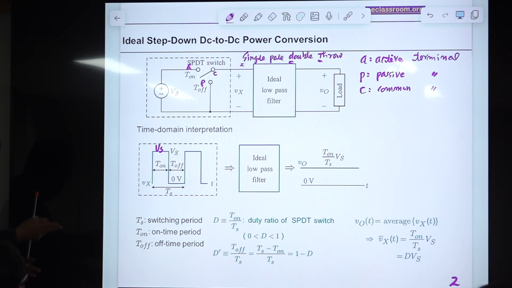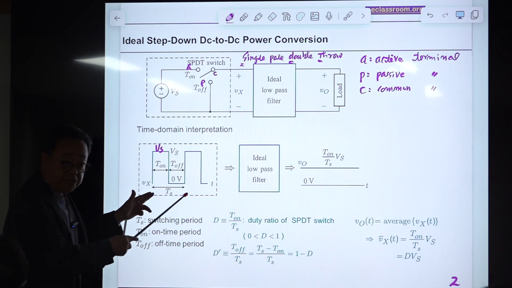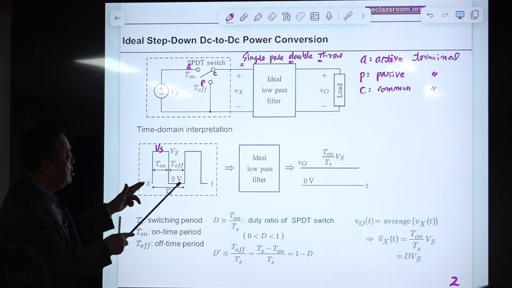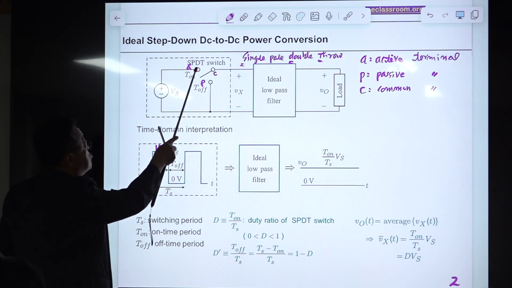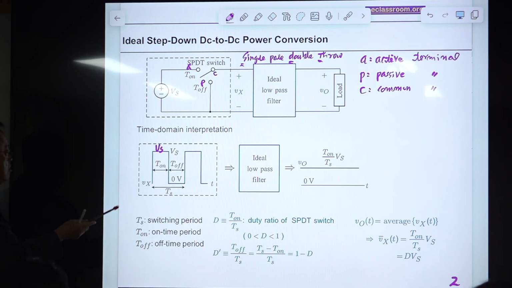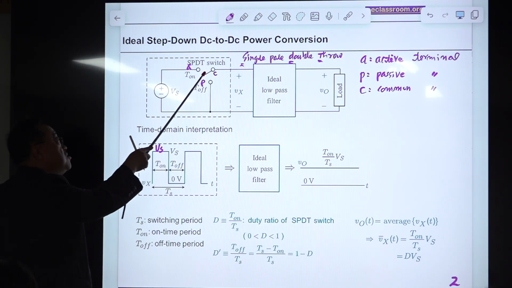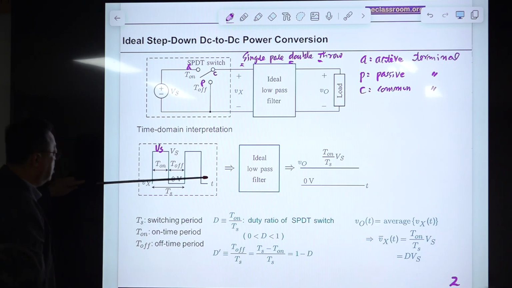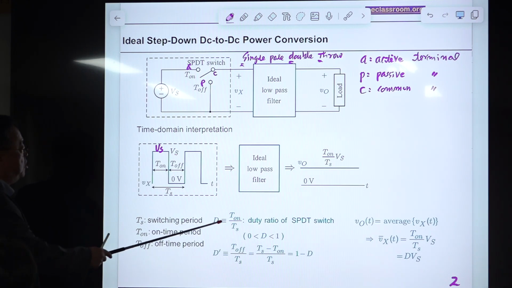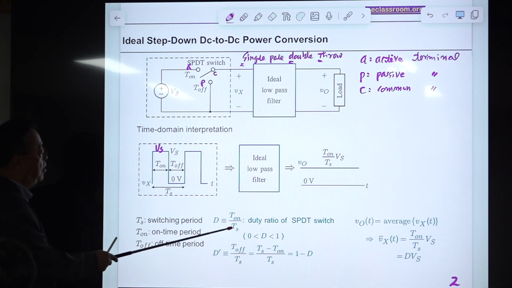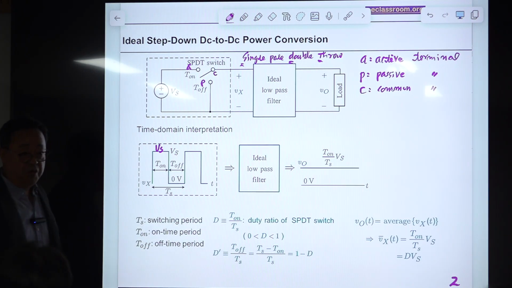This operation is periodically done. So this is a period, operational period Ts. During this Ts period, this switch C, this common pole, is connected to the A terminal. That is called on time period, T on. And when this is connected to this P, it's called off time period, T off. So Ts is switching period, and the T on is on time period, and the T off is off time period.